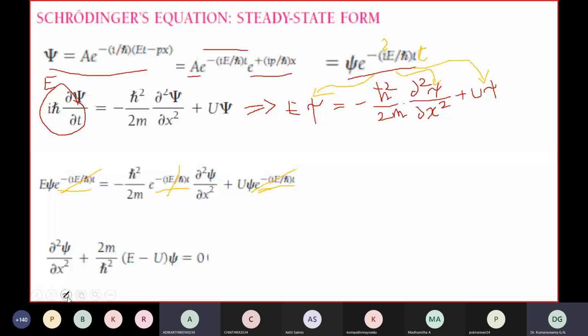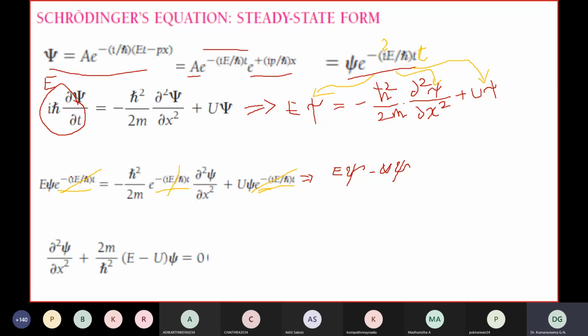Sir, how did it become 2m by h cross square? Simple adjustment. You will have to do E psi, right? What do you get from this? E psi, E phi, I will call it E phi. Minus u phi. Right, I have brought this to this side. Is it okay? Yes, sir.